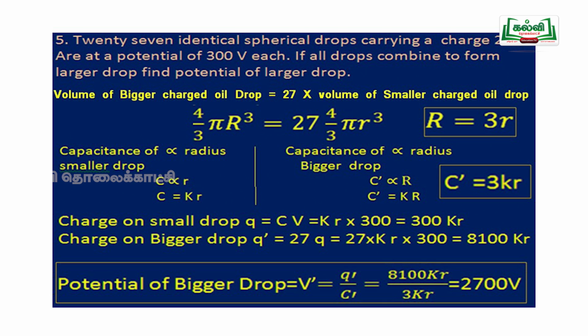Now, what is the charge on the smaller drop? The general formula is Q equals C into V. So C can be written as K r, and the potential of the smaller drop is 300, so Q equals 300 K r. Now, what is the charge on the bigger drop? Q dash is equal to 27 times the charge of the smaller drop. So, 27 into 300 K r, it reduces to 8100 K r. Now, the formula for potential of the bigger drop is V dash equals Q dash by C dash. If you divide, you get the potential of the bigger drop as 2700 volt.